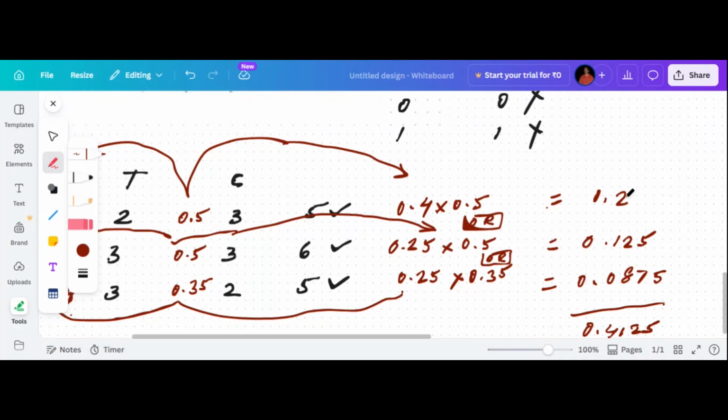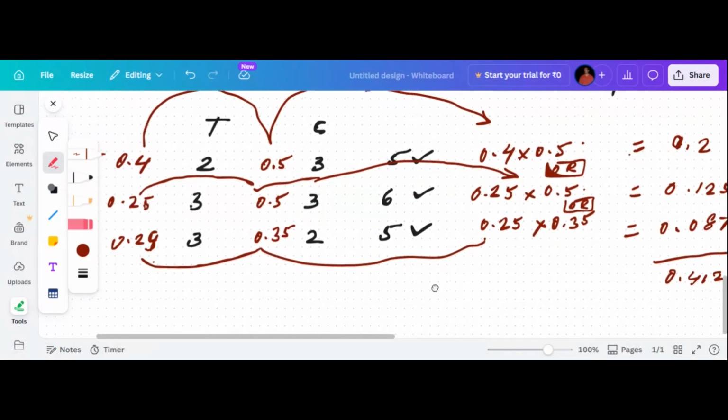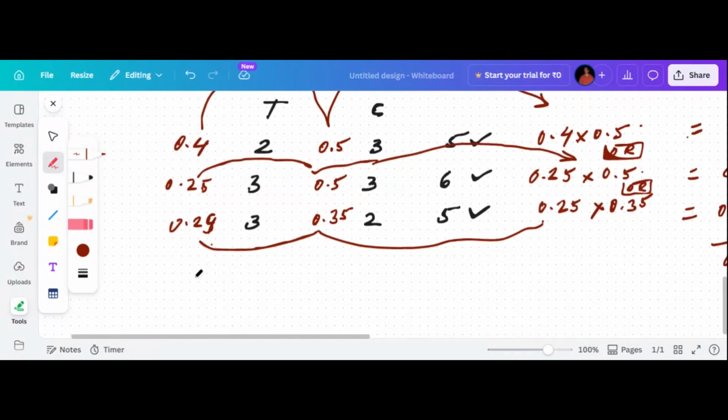When it is or, we add. When it is and, we multiply. So now we are adding either this or this or this. These are the three possibilities. So we add and we get a total of 0.4125. So the probability that they win more than four matches together is 0.4125.